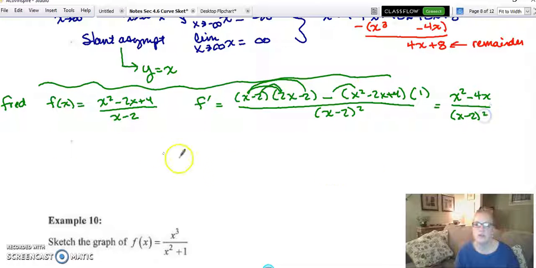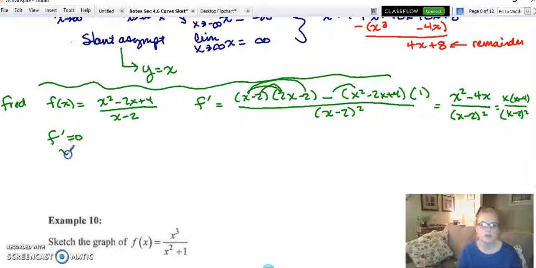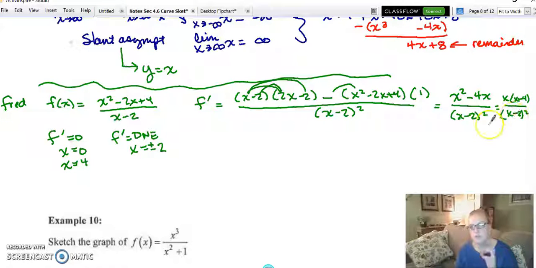x minus 2 squared. So our critical values, where the derivative is equal to 0: if this factors, right, you can just rewrite this as x times x minus 4 over x minus 2 squared. So x equal to 0, x equal to 4. We do know that it does not exist at x equals 2. Well, remember plus or minus 2, because I got a 2 from here, and remember we have the hole at negative 2. These are not critical values.